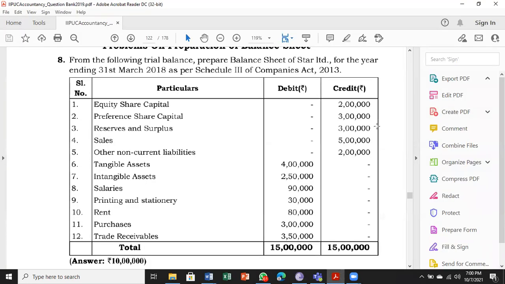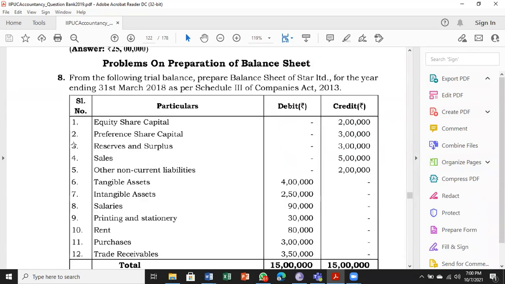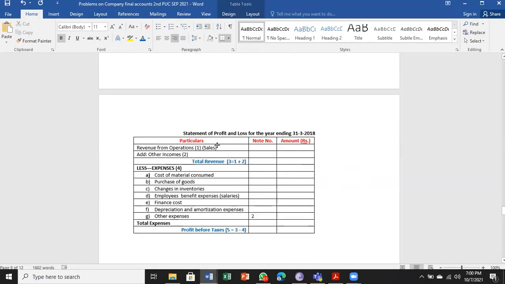Next, sales 5 lakhs is there. So it is connected to sales 5 lakhs is there. It is connected to income statement. So let me take it to income statement here. You can see revenue from operation or sales. So let me take the sales there. 5 lakh rupees.